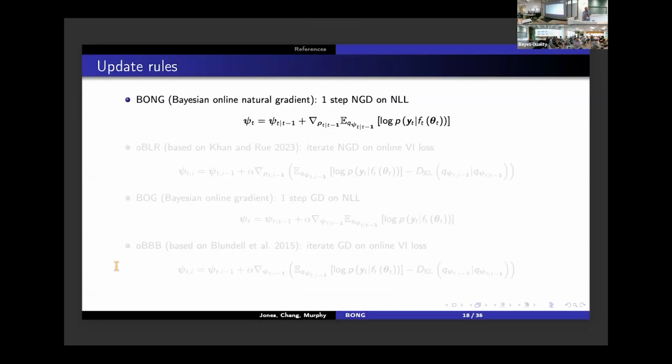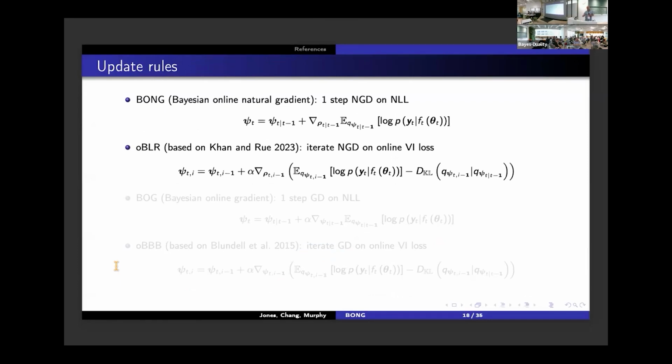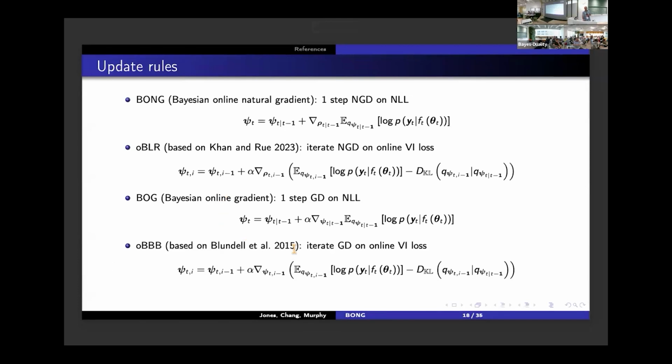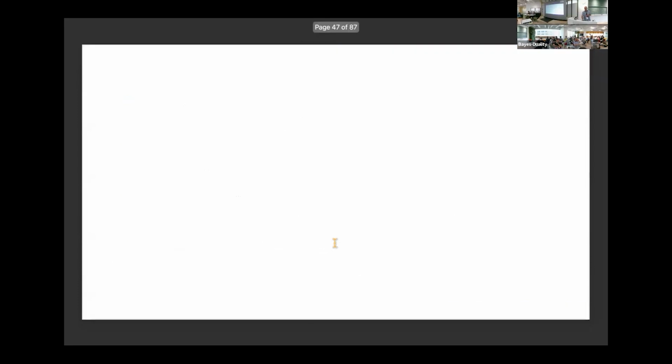Okay, move on from that. As far as the update rules, like I said, we have 4 update rules. So there's BONG, which is one-step NGD just on the negative log likelihood. BLR is you iterate on the full VI loss, so you have the NLL plus the KL term, and then we can do gradient descent versions of both. So instead of doing natural gradient descent, we can do what we call BOG, which is take out the natural from BONG, you get BOG, and the online version of BBB, which was the older method that preceded BLR, where you just do GD instead of NGD. Right? So we have all 4 of these, and they're a 2x2 structure of algorithms.